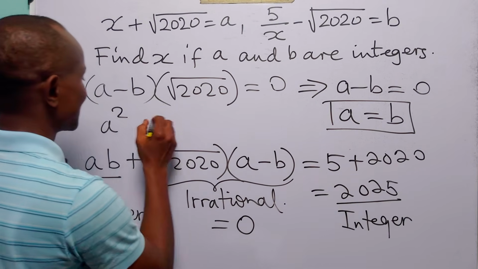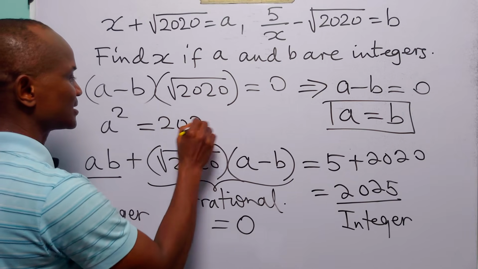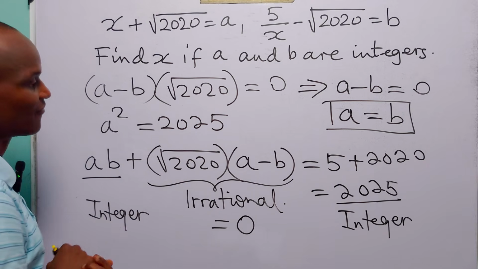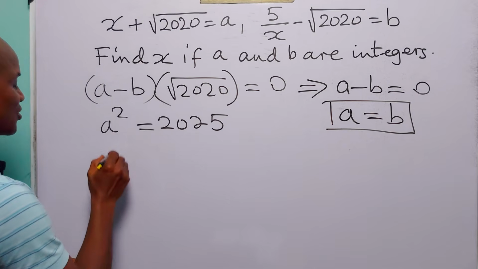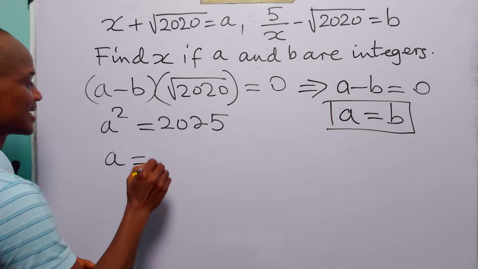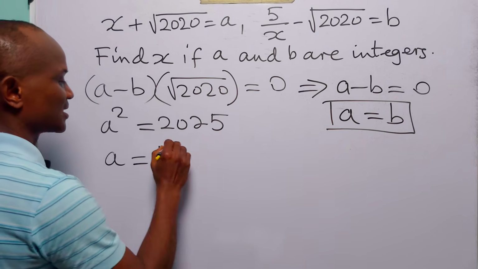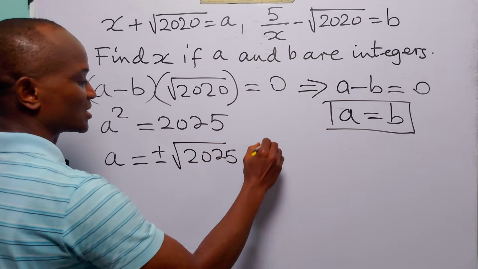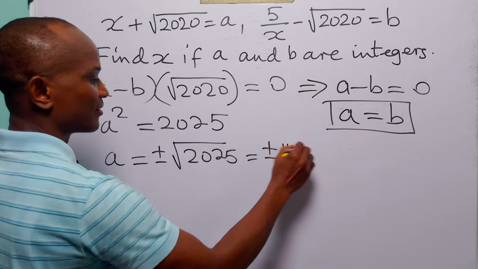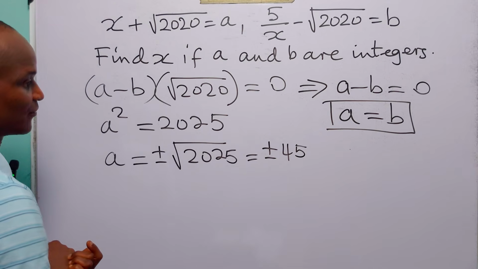And on the right hand side, we have 2025. Taking square root of both sides of this equation, we have that a is equal to plus or minus the square root of 2025. And of course, this is equal to plus or minus 45.